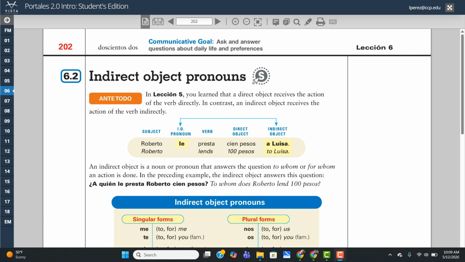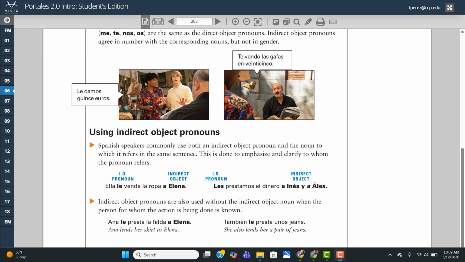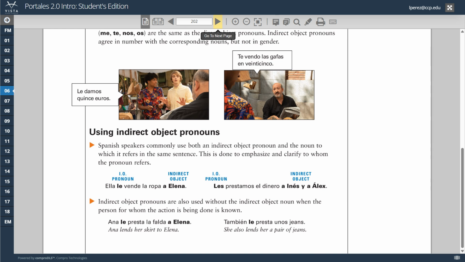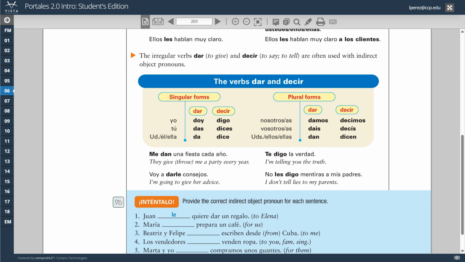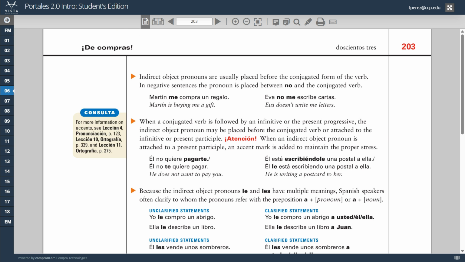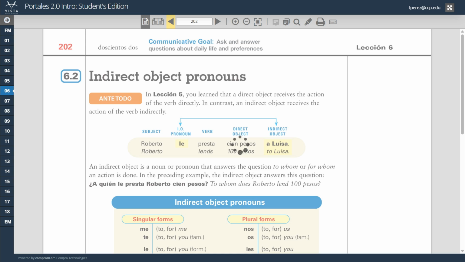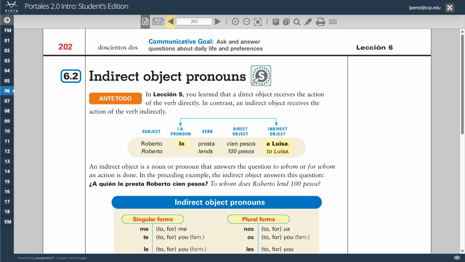We'll begin on page 202 in your textbook, and I will walk you through the explanation all the way to including some practice. Okay, this can be a lengthy topic, but really success on indirect object pronouns depends on how much you remember about direct object pronouns because it's the second level to that.